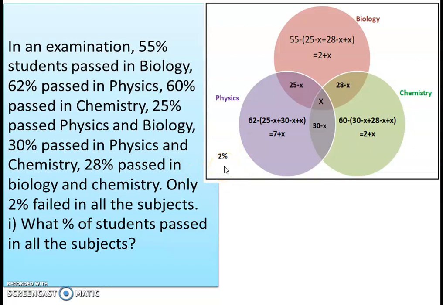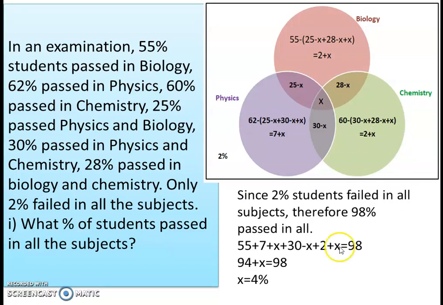So when we subtract 2 from 100%, it is 98. So the sum of these parts will be 98, right? So this biology part is 55%. So when we add this part and this part to 55, it will give us 98%. So after calculating this, the value of X is 4%. That means 4% of students passed in all the subjects, right? So when this Venn diagram is clear, we can calculate any value.